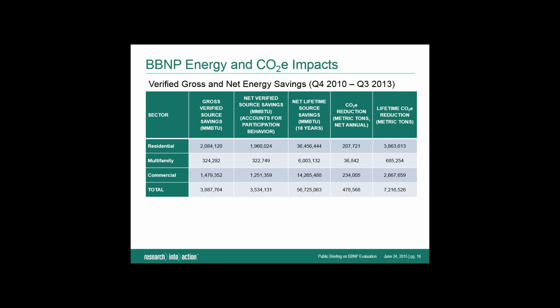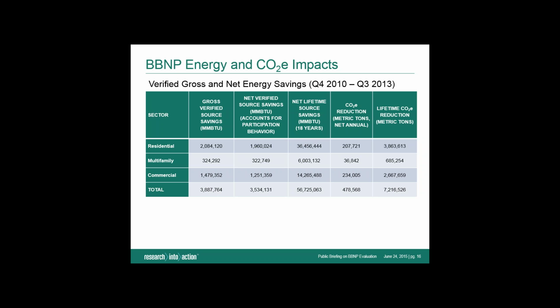MMBTU gross verified savings. Net verified, net is a term that accounts for participation behavior. That would mean some people would indicate that they would have done it anyway. There's also what's termed spillover, of contractors doing more than they would have done without the program, delivering more to non-participants than they would have in the absence of the program. So net includes those behavioral components. And we have 3.5 million MMBTU source savings net.